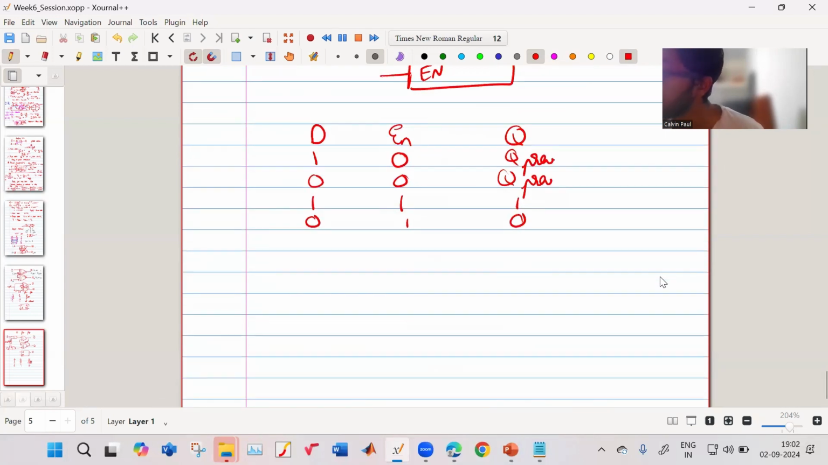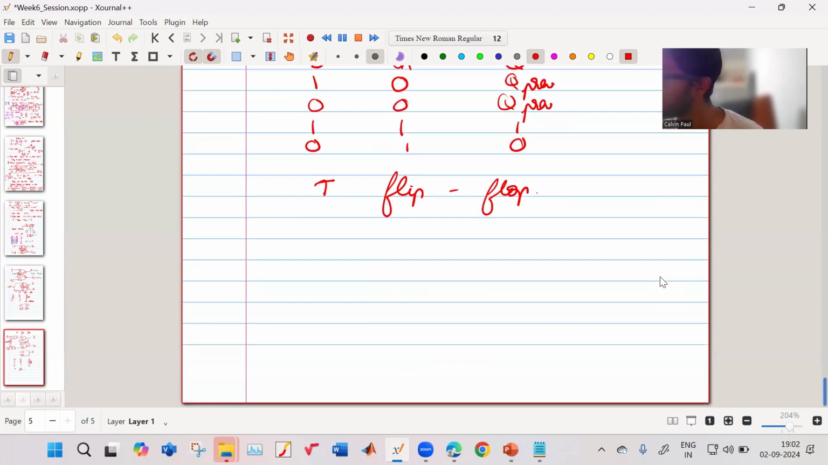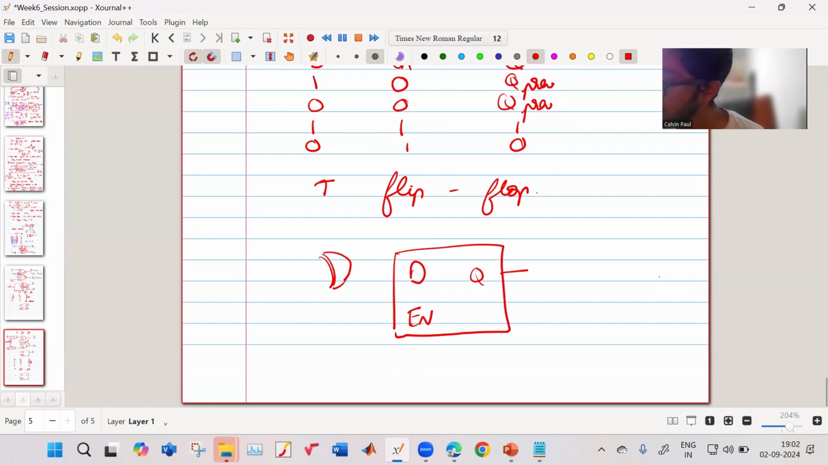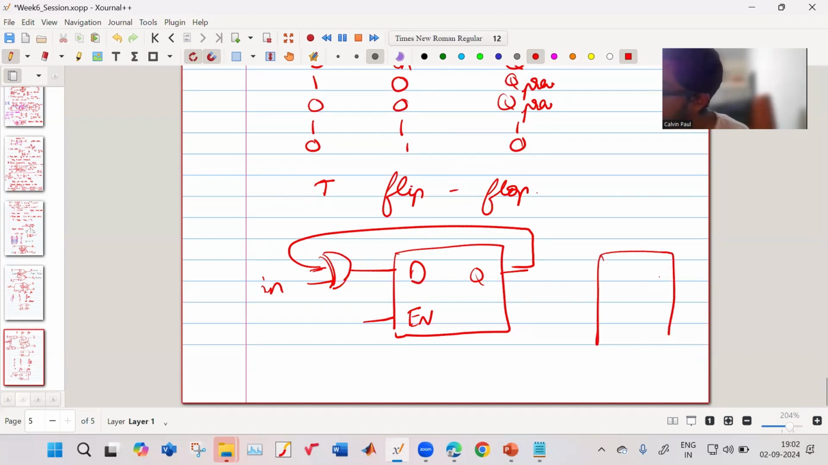So there's another thing known as a T flip-flop. It is made from D, enable and the Q. This is by the XOR of this Q and the input and the enable signal. So this is combinedly written as T, enable and Q.